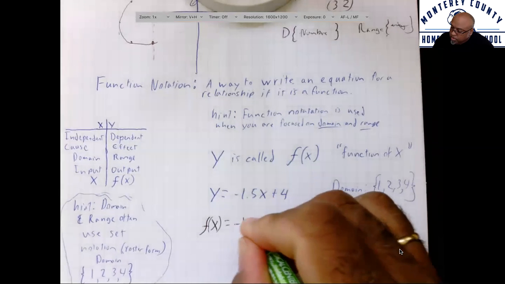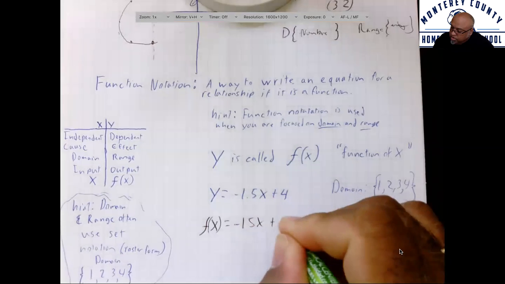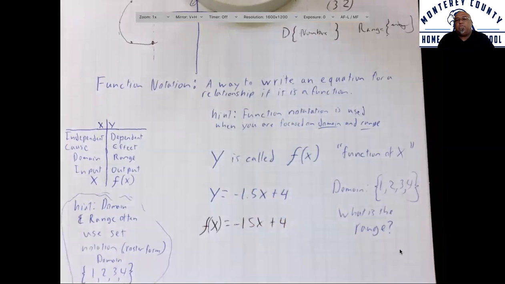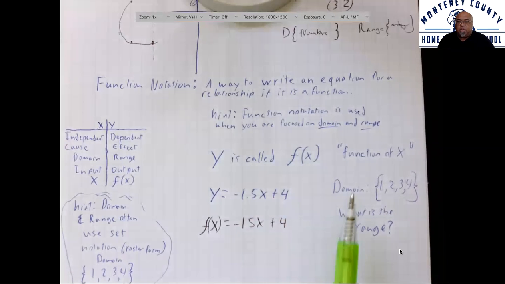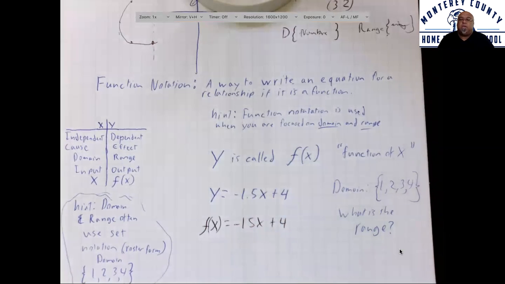And then just rewrite the rest of the equation. Now, function notation can be a little bit confusing because then I say to myself, okay, if my domain is 1, 2, 3, and 4, and I substitute in 1, 2, 3, and 4 for x, do I substitute it here and here? Okay, that's a very good question.